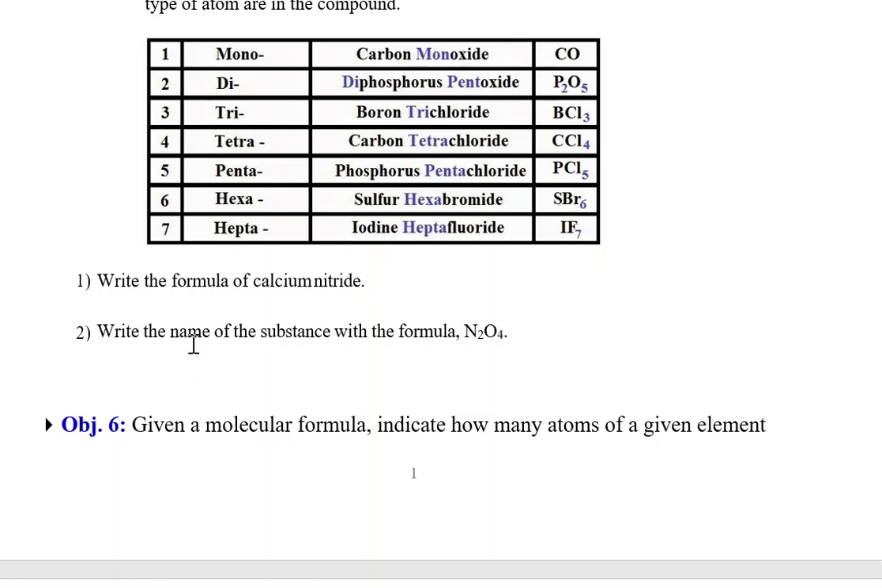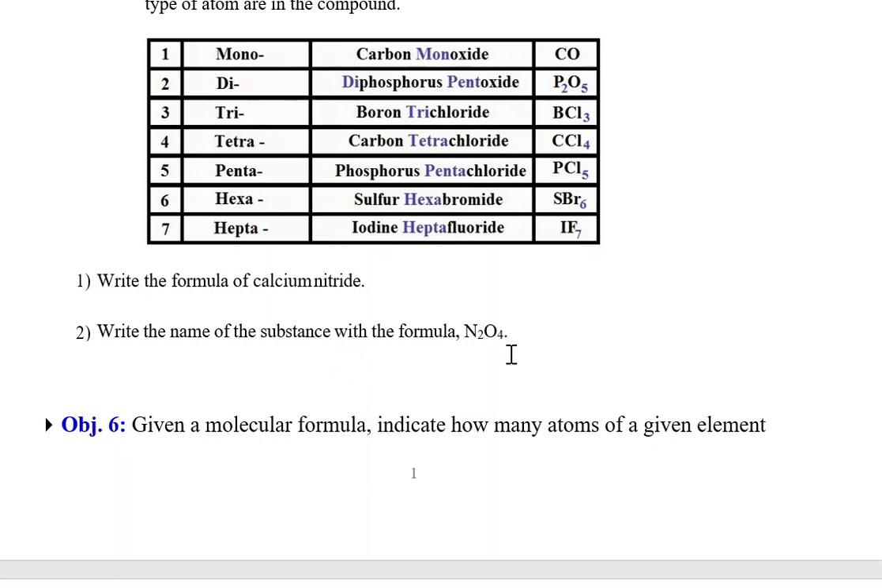How about the next one? Write the name of the substance with the formula N2O4. First thing we have to do is figure out, is that ionic or is it covalent? Because if it's ionic, I don't have to tell you how many of those nitrogens and how many oxygens I have. But if it's a covalent compound, I have to tell you that I have 2 nitrogens and 4 oxygens. And it turns out that this is a covalent compound because both nitrogen and oxygen are nonmetals. So if I write the name of this, I have to say dinitrogen tetraoxide.